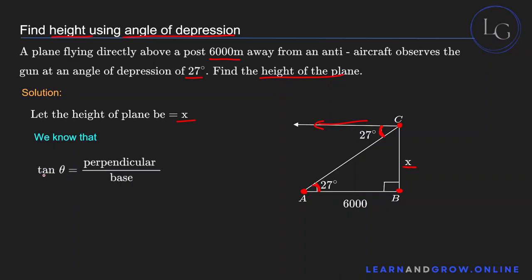So we know that tan theta is equal to perpendicular over the base, which is also called the adjacent. Now, the angle of depression is 27, so we can find out that the angle of elevation from A is also 27 degrees. Now, the tangent of 27 is basically x over 6,000 because it's perpendicular over the adjacent, or the opposite over the adjacent, right? The perpendicular is also called the opposite. So now, basically, it's x over 6,000 and theta is 27, right?